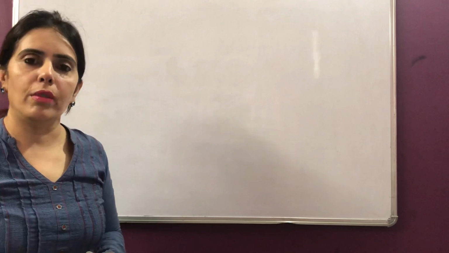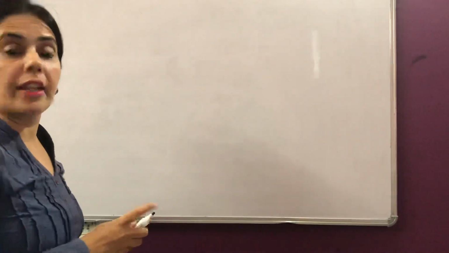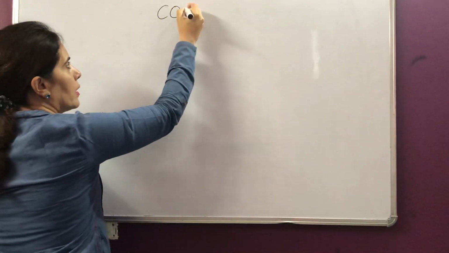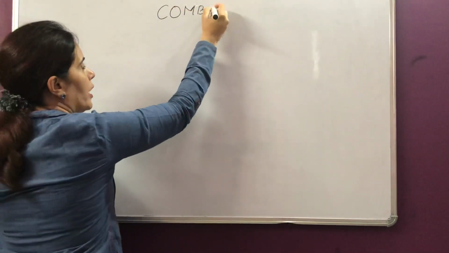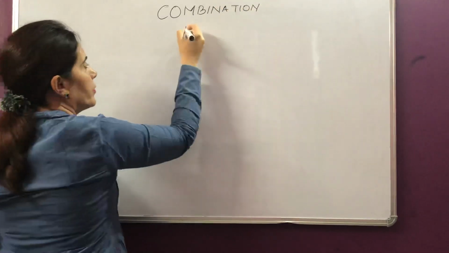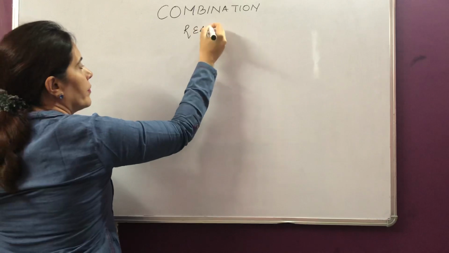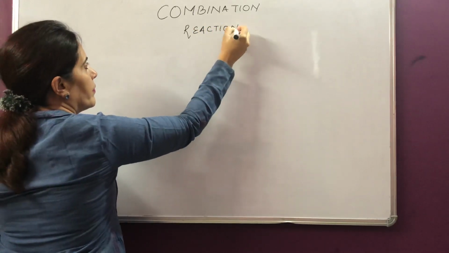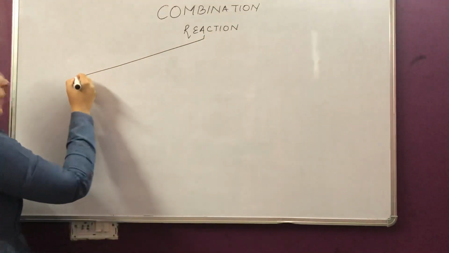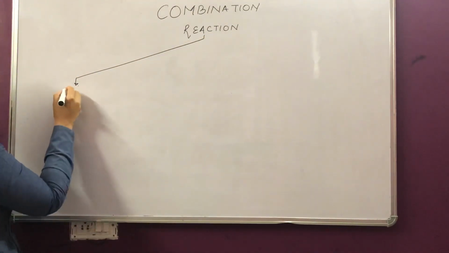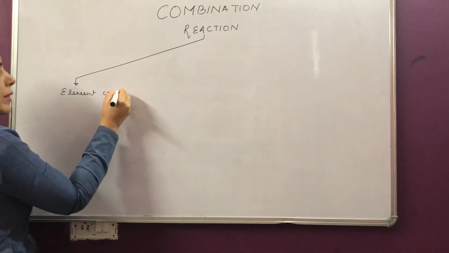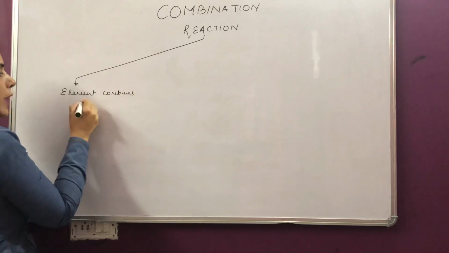Today we are going to do the types of chemical reactions in detail. So the first type of chemical reaction is combination reaction. I told you combination reaction is of three types. The first one is when an element combines with an element.